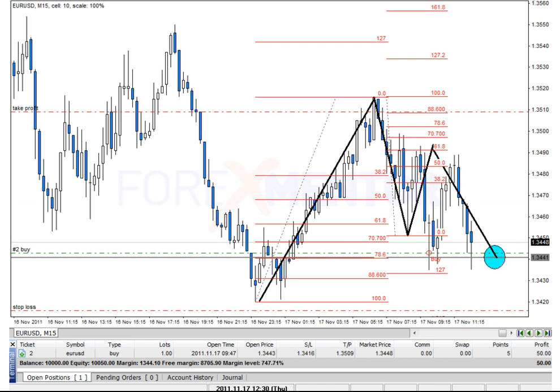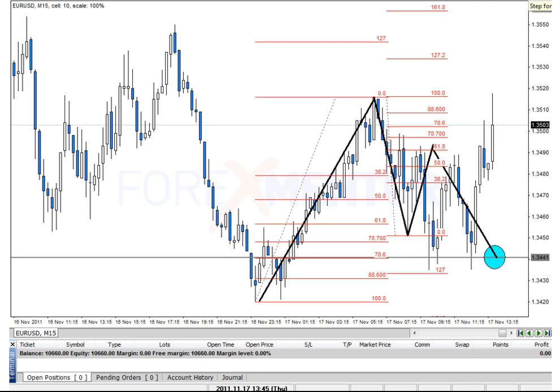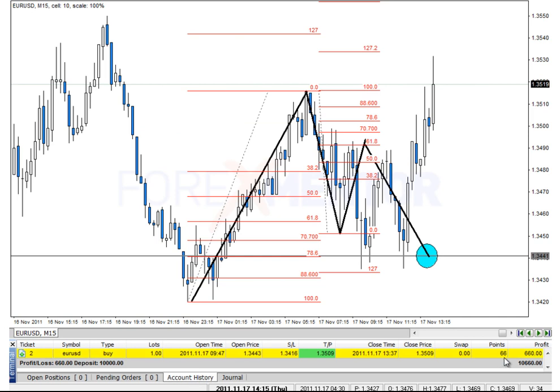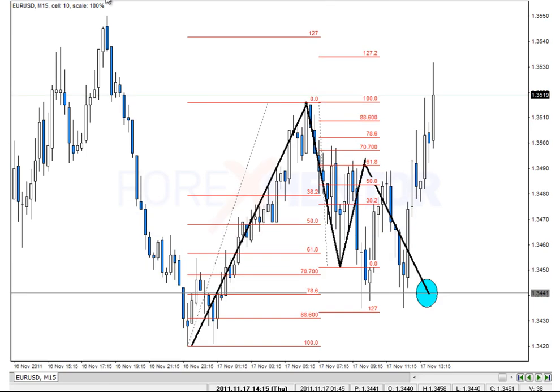So you have a bullish Gartley here, and we're now starting to move to the upside. So we've just been taken out. Nice little pop up there, and if we have a look at the account, we can see we made 66 pips on that trade. So let's just recap that.